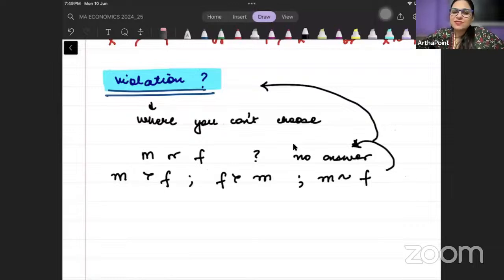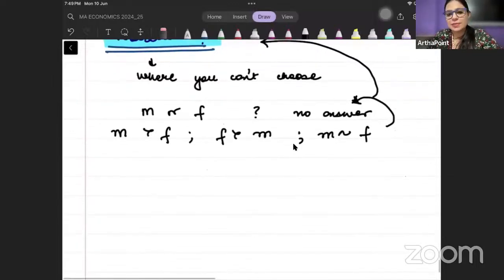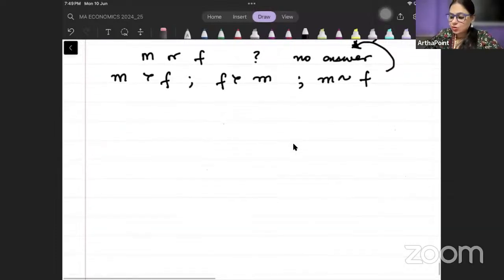Okay. So this is the first thing, which is completeness. The second one that we have is transitivity.